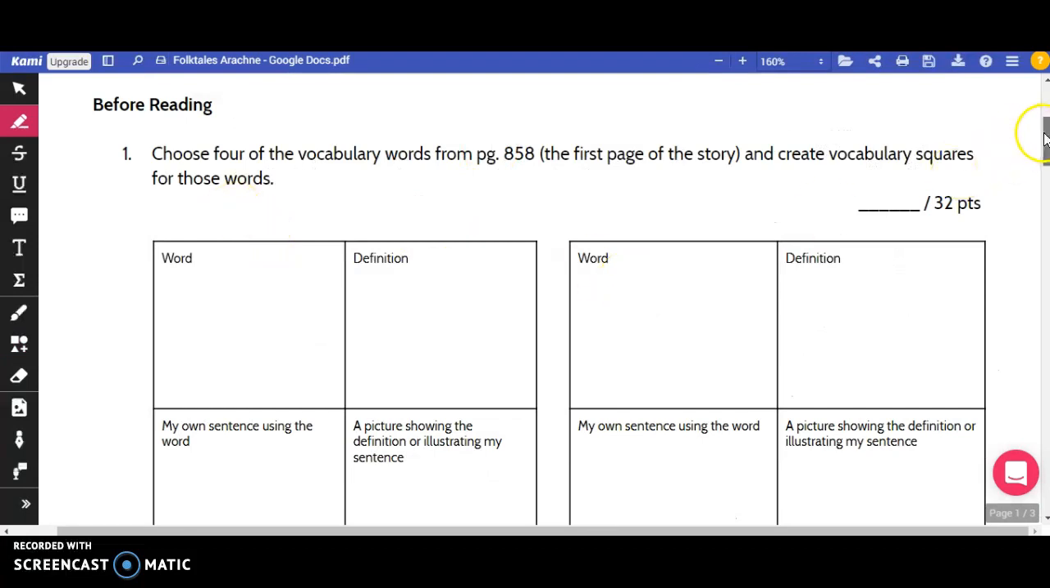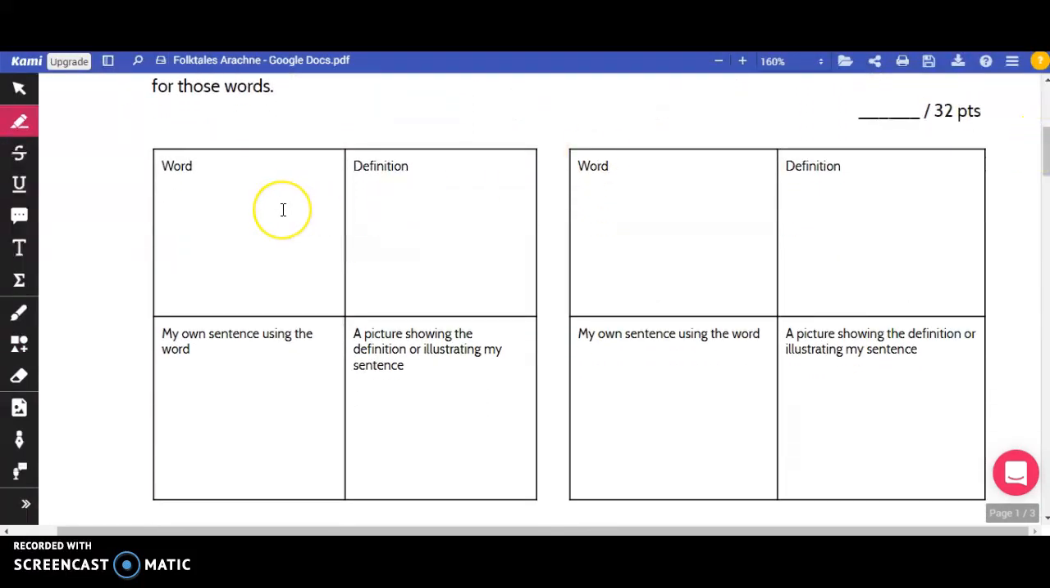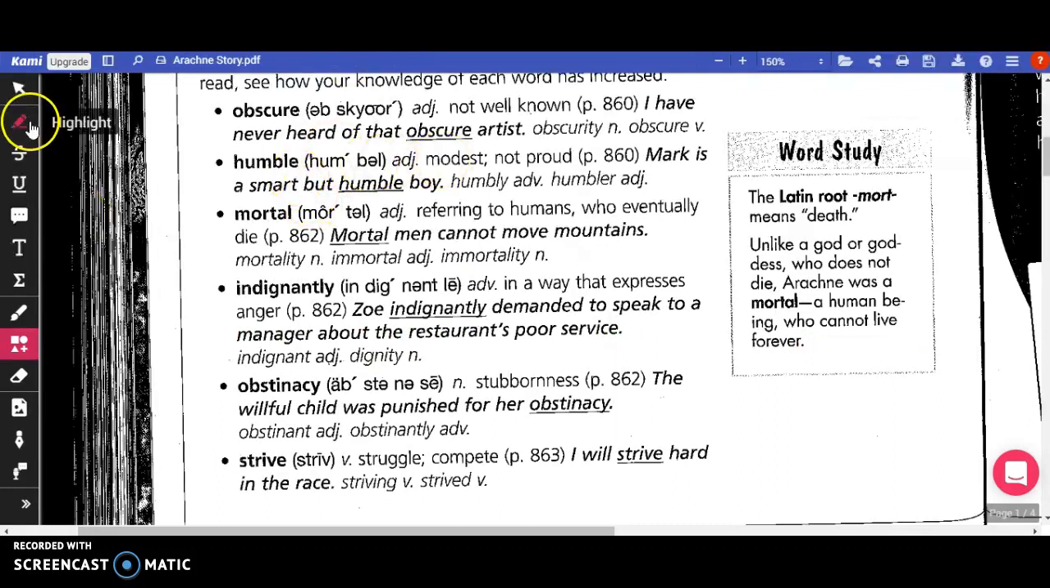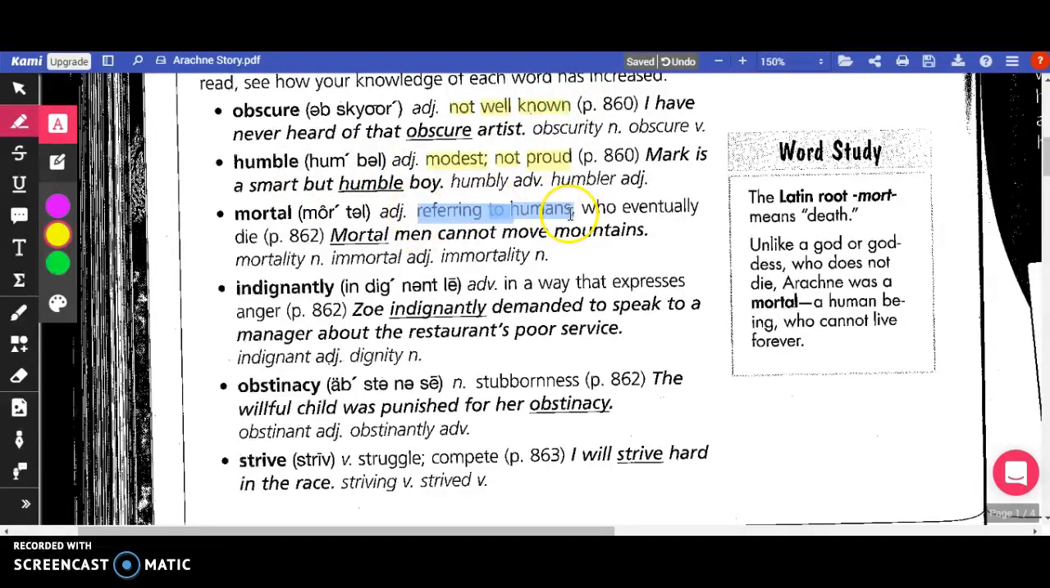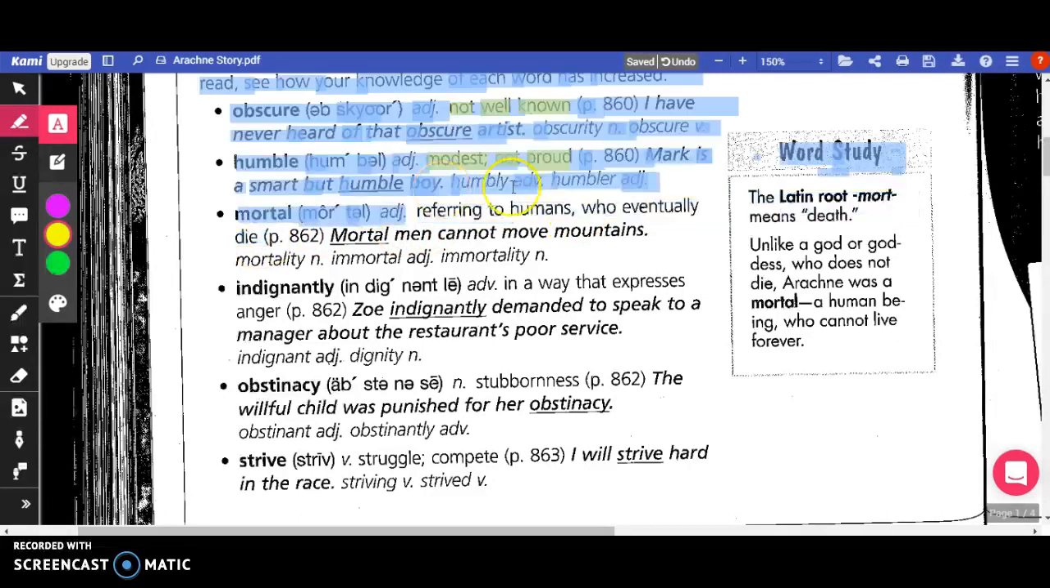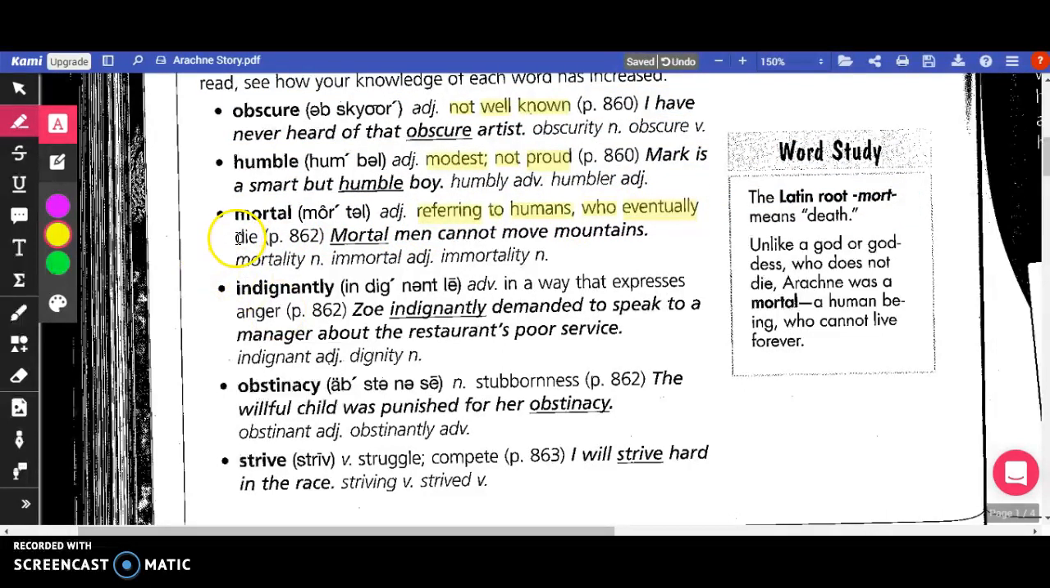In these boxes, you need to write the word. You need to record the definition. You do need to use the definitions that are here on this page. So I'm highlighting those for you so you can see where they are.